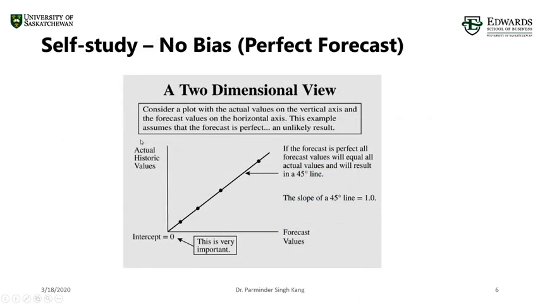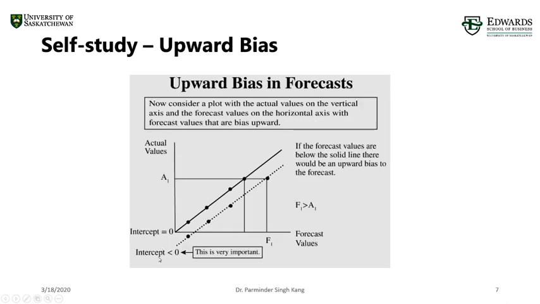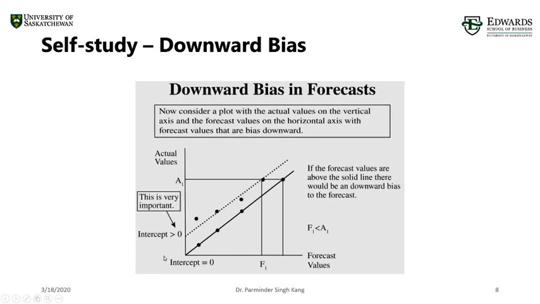One of the things you must keep in mind when checking for bias: a model is said to be unbiased if it has an intercept of 0 and a slope of 1. Then you are going to get a 0 forecast error, right? But in real life, that's not going to happen. In real life, you're going to get models where the intercept is either negative or positive, which means you are either over predicting or under predicting.